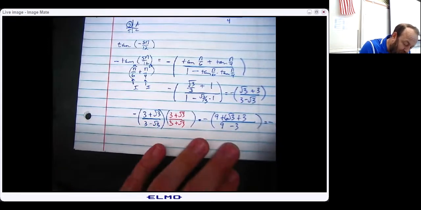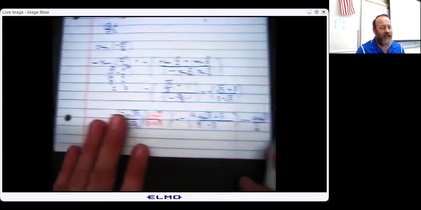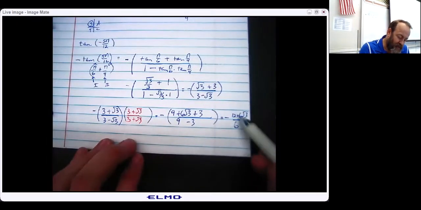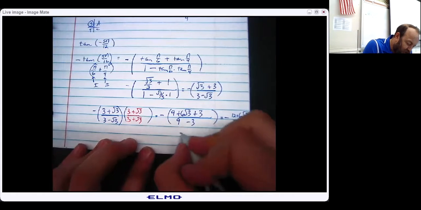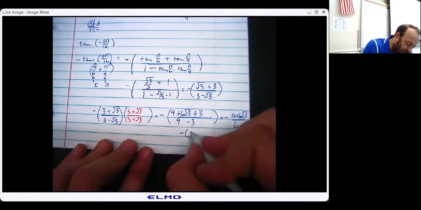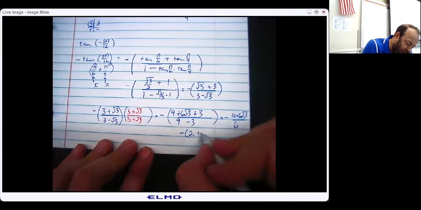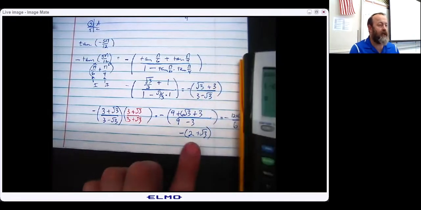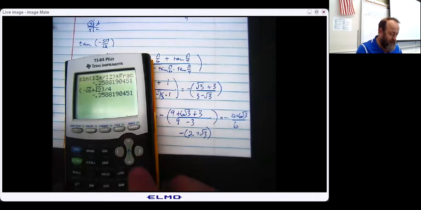So putting it all together, I have 12 plus 6 roots of 3. And you know what? This is kind of interesting that it's so nice because everybody here is divisible by 6. So I still have that minus in front from the original part of the problem, but I get a 2 here and a √3 here because everything cancels. So that's a fairly nice looking answer, but again, a lot of places I can make some mistakes.